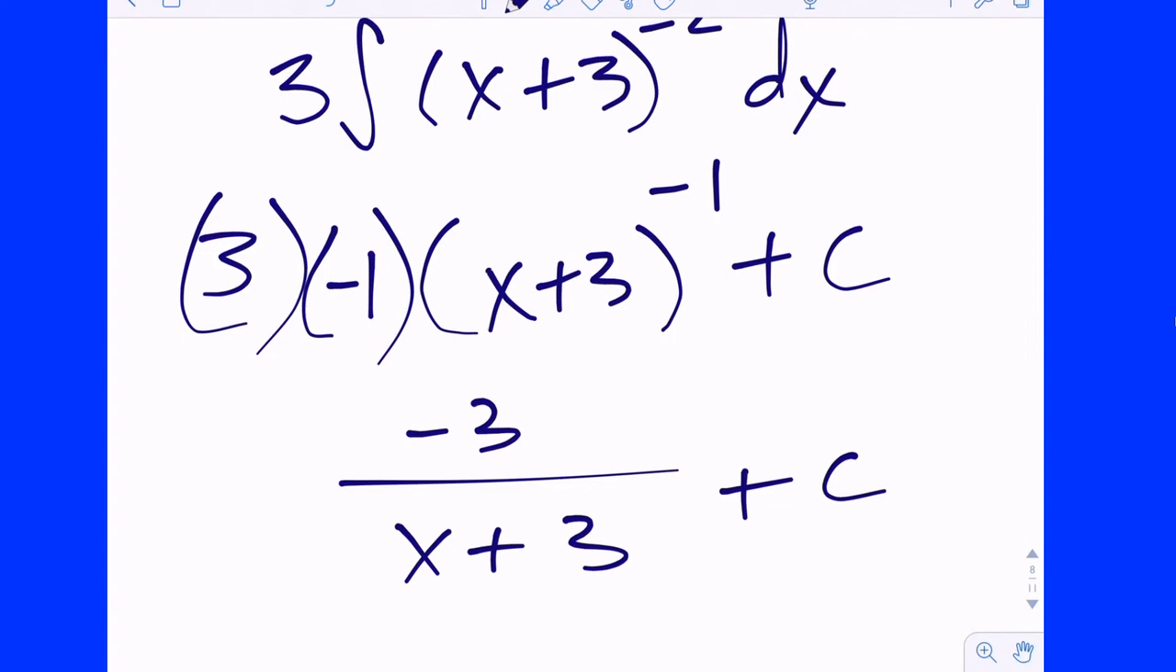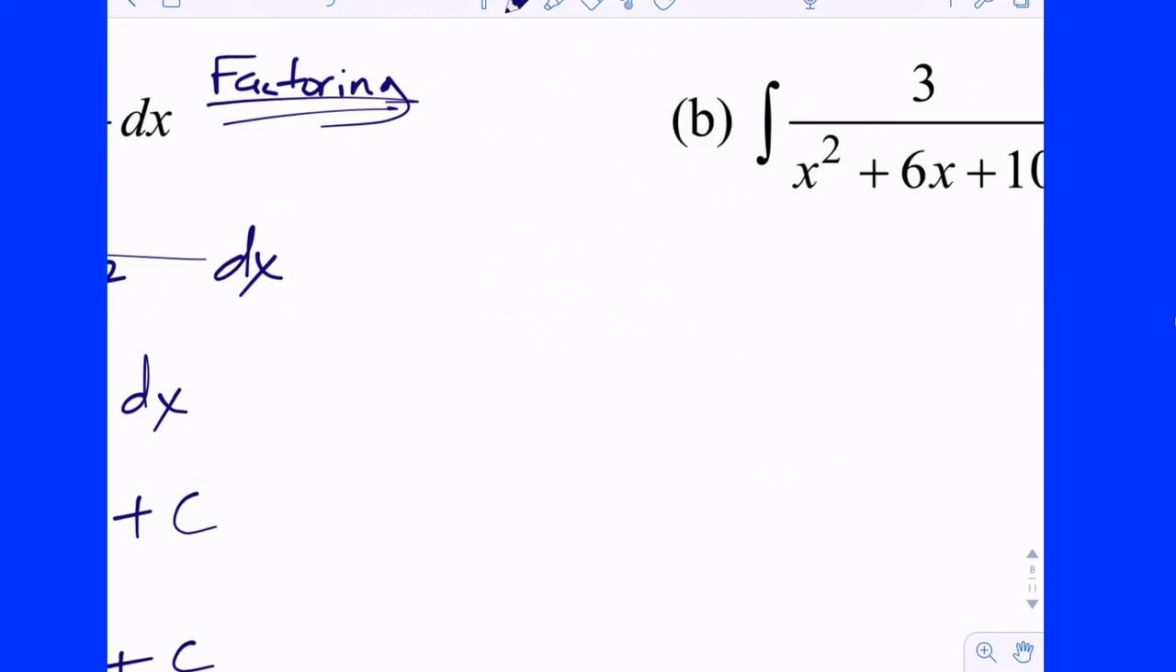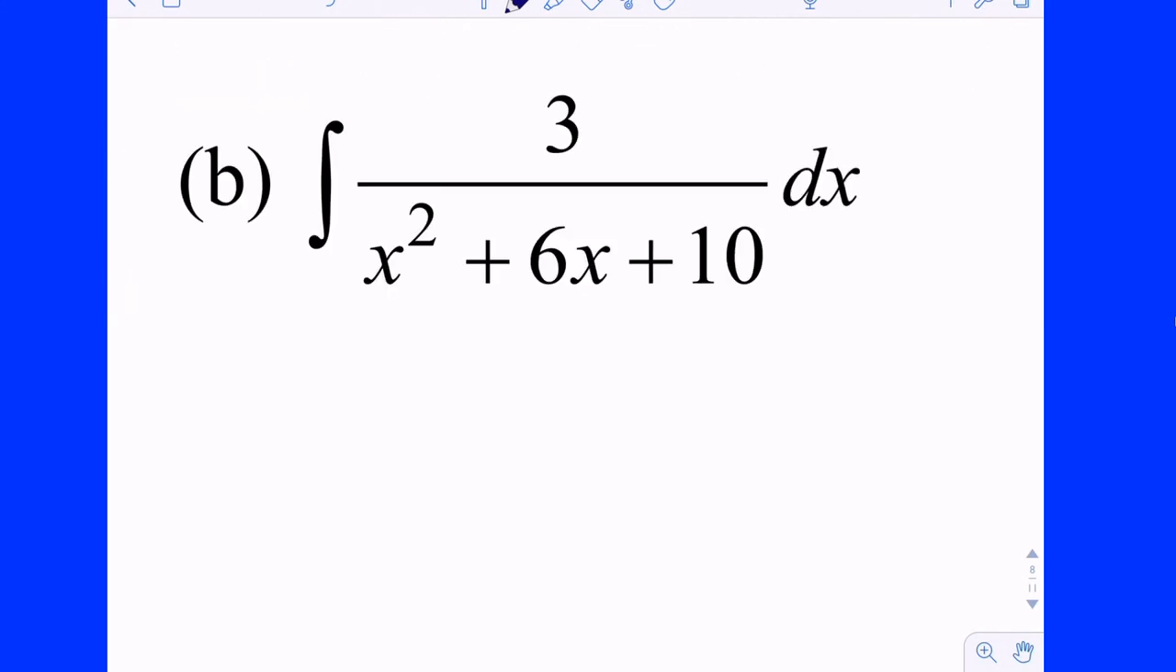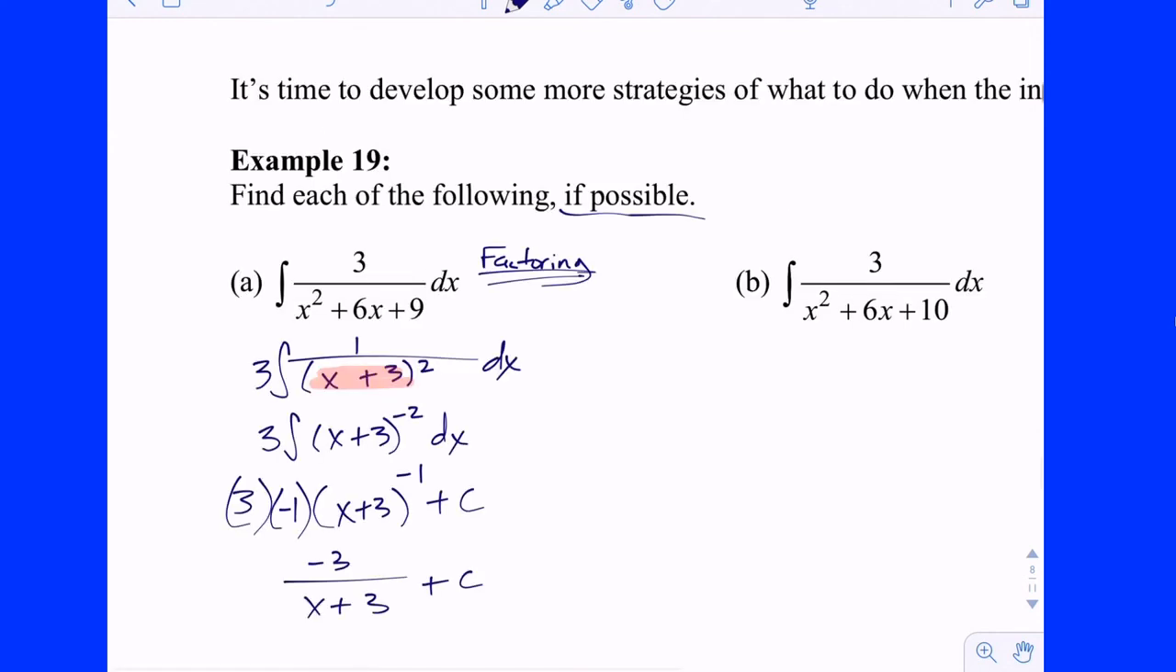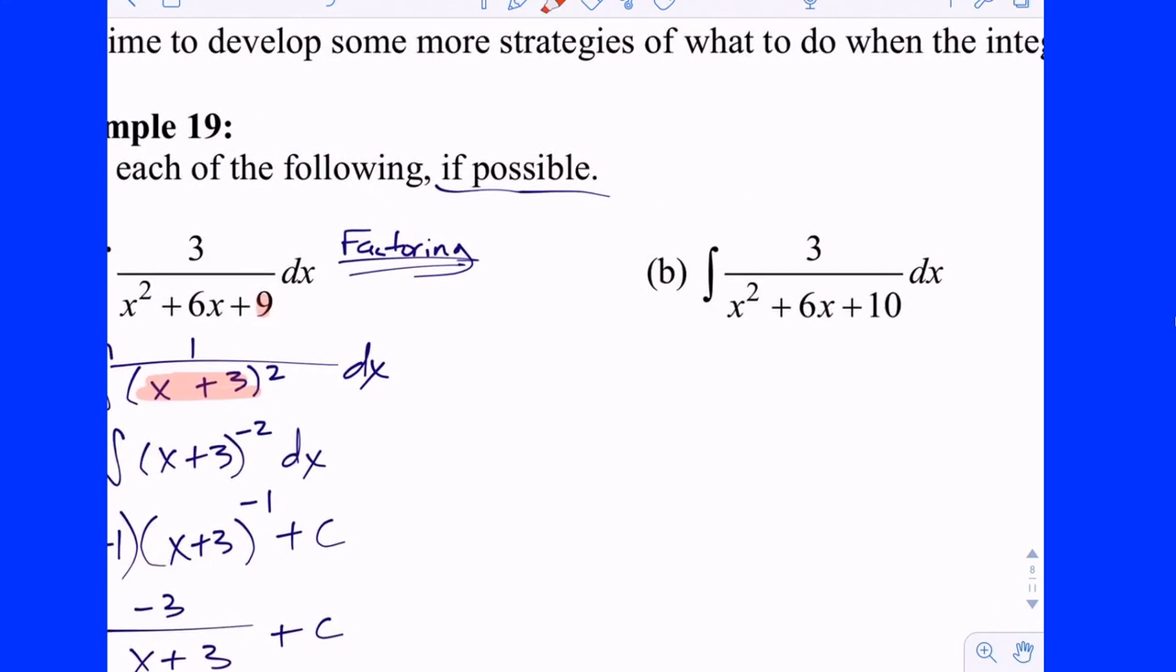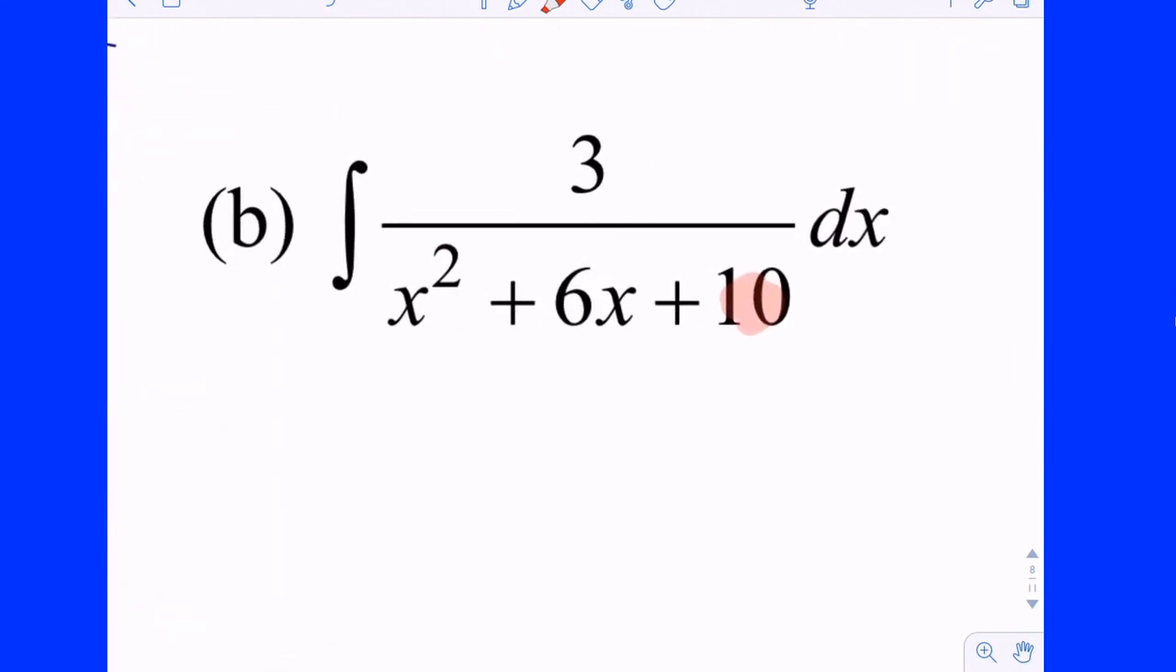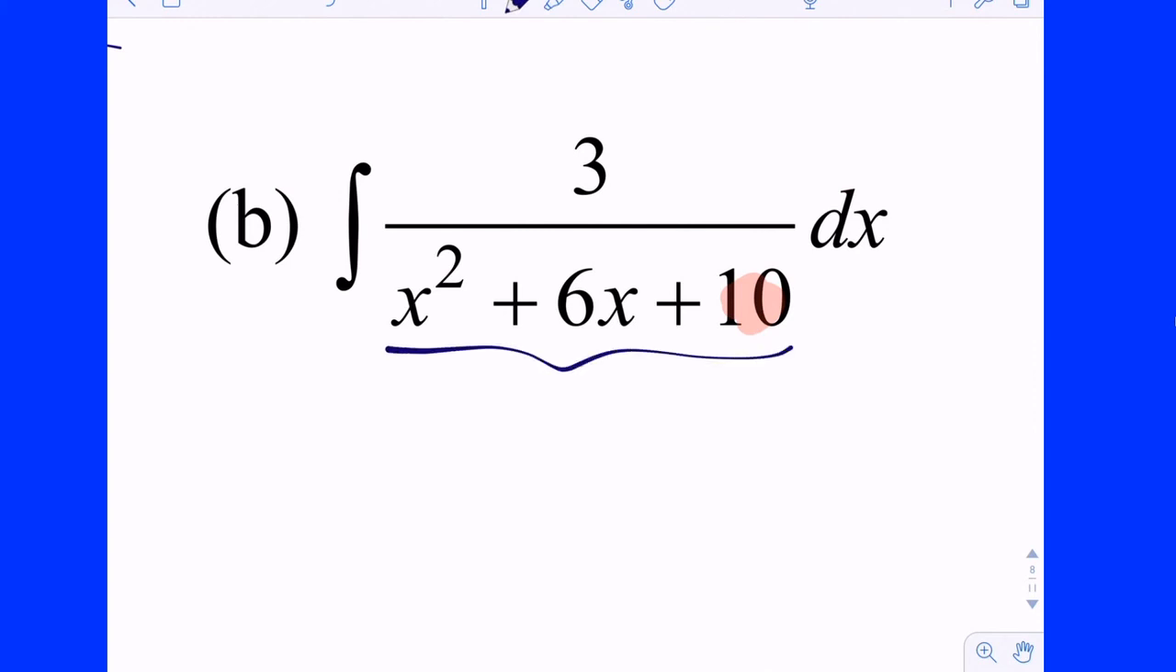Fun, right? Factoring. Let's try another one. Letter B. That looks a lot like letter A. The only difference is the numbers. Instead of plus 9, it's plus 10. But the derivative of that is not going to be the numerator. Does that one factor anymore?